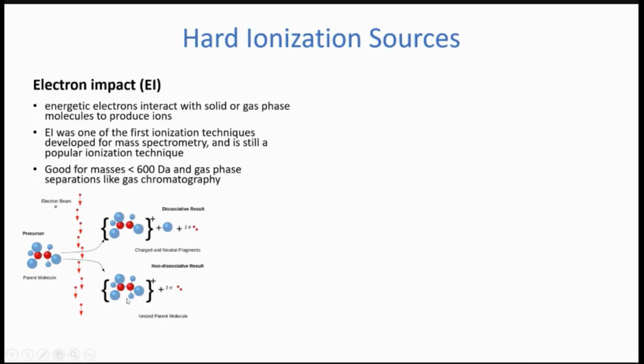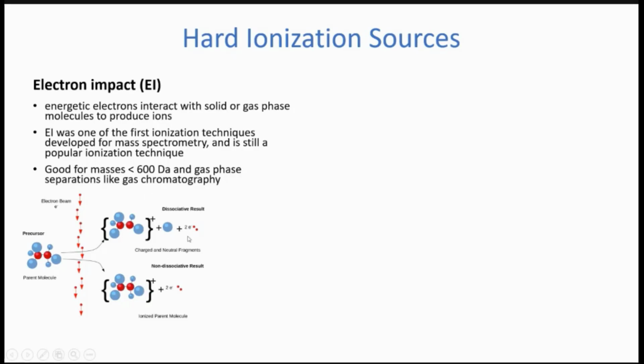What this looks like is you have your precursor or parent molecule entering a beam of electrons, and those electrons are capable of breaking bonds and actually dissociating atoms and pieces off of the precursor.